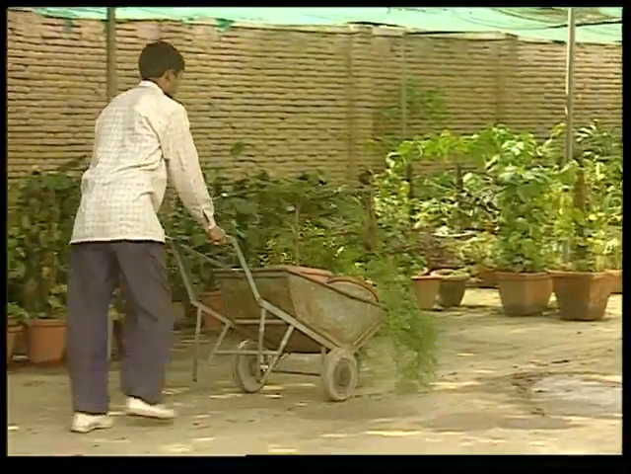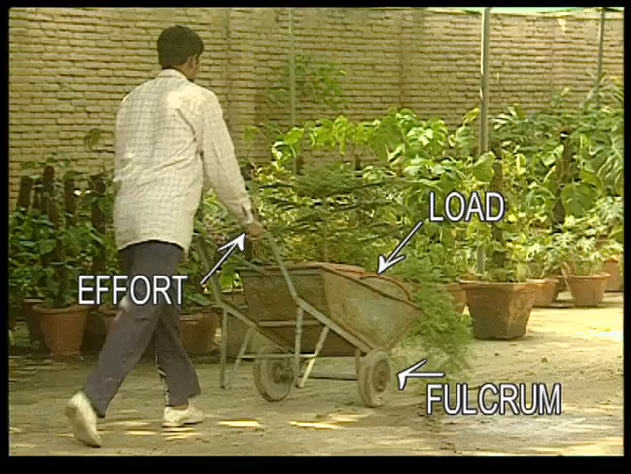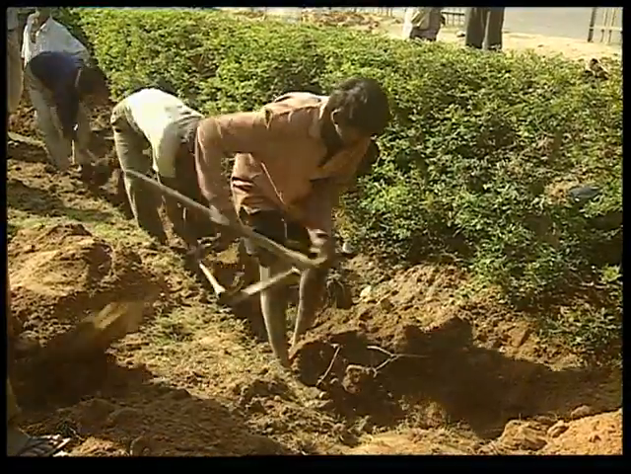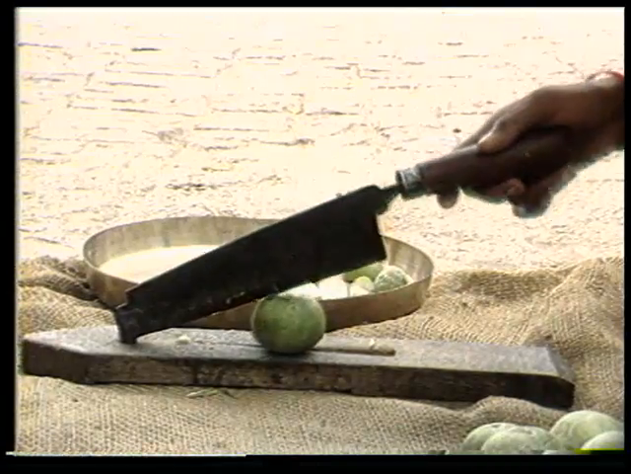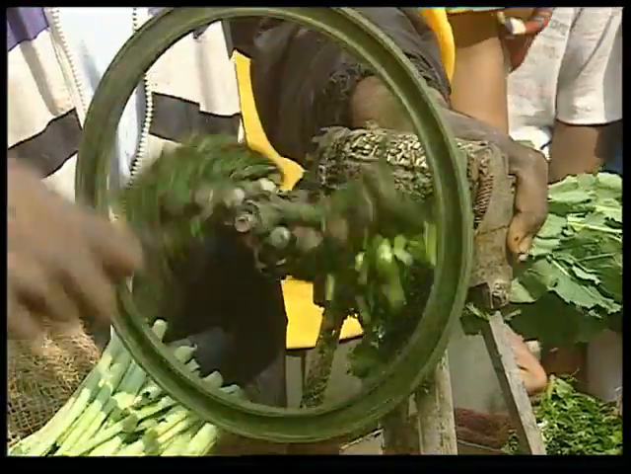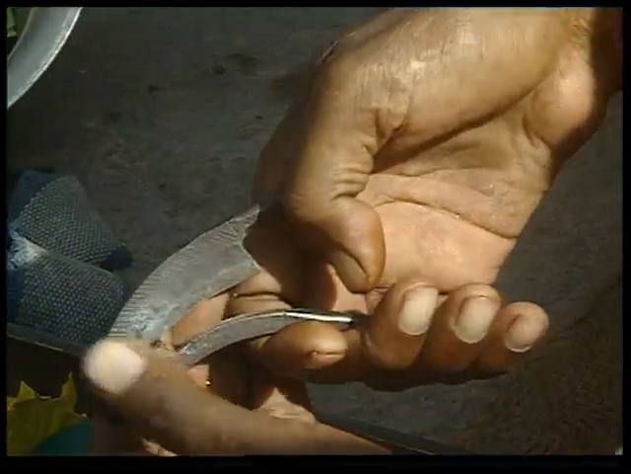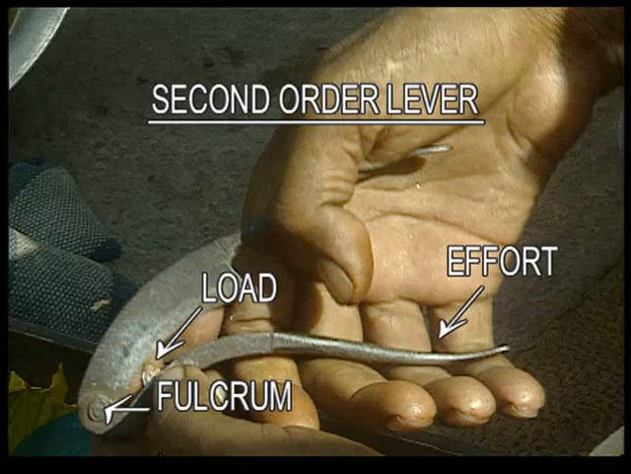Observe this wheelbarrow. Notice that the load lies between the effort applied at the handle and the fulcrum is at the other end at the wheel. Let us now look at some more examples of this type of lever. Levers in which the load lies between the fulcrum and the effort are called second order levers.